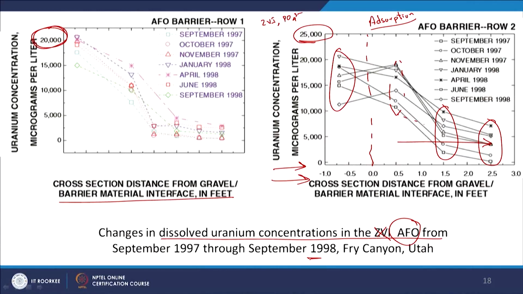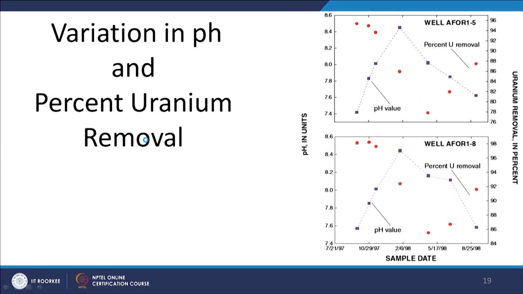So the contaminant comes in contact with the adsorbent material, and as it passes through the PRB, or you can visualize it as a column, you have greater removal along the length of the column or the thickness of the PRB. That is what you see here, and that is what you see out here. That is something to keep in mind, but it is more apparent in row 2 than in row 1. So let us go ahead.